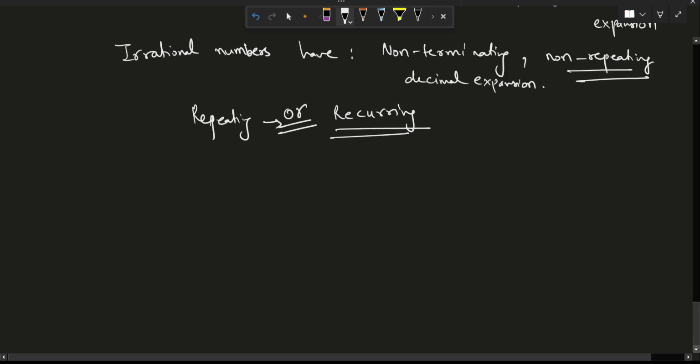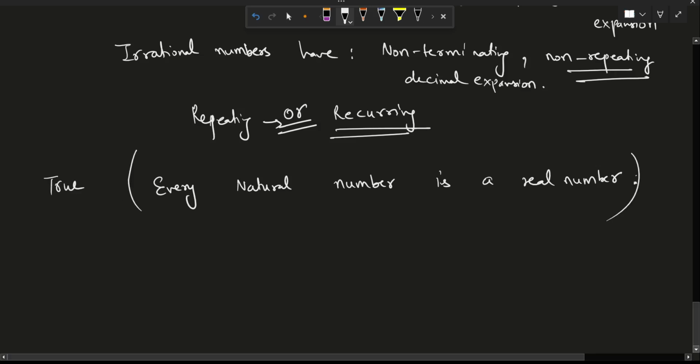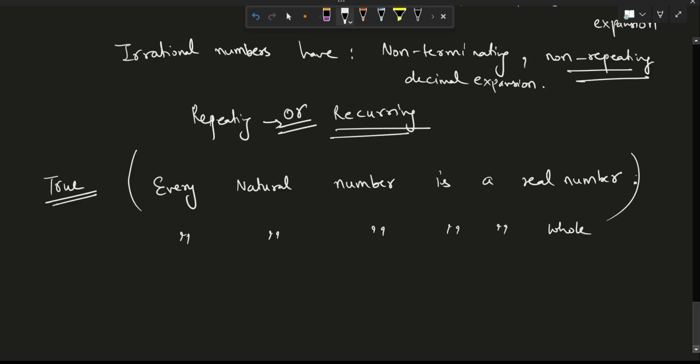If I say that every natural number is a real number, is this statement true? This is a true statement, yes, because every natural number can be represented as a real number. If I say that every natural number is a whole number, this is also true. It's also a true statement.